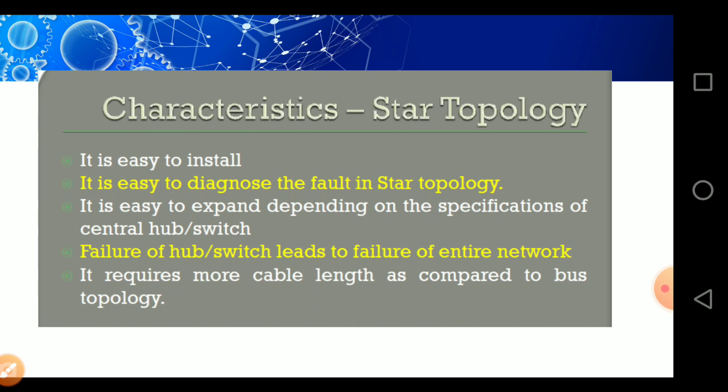Also, expansion of the network is very easy. But if the hub or switch fails, the entire network crashes. That's one of the main problems of the star topology.